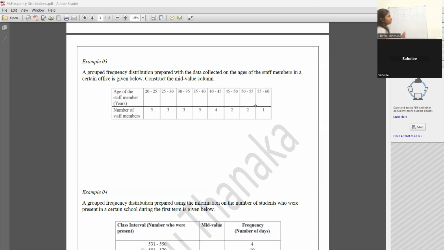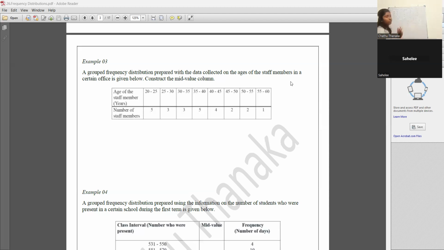When we take the frequency, to represent the sum of all these frequencies, we have to write it as sigma f. The meaning is the sum of all these frequencies. Is it okay, Saheli? Yes, teacher. So here sigma f: you have to add all these values. Let's get it here. It's 40.